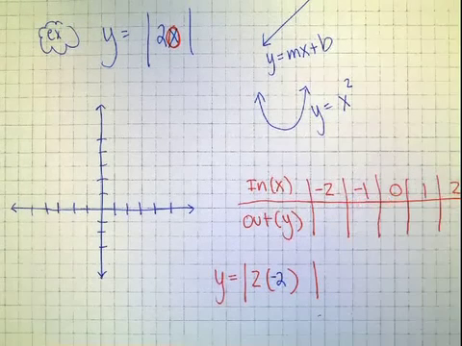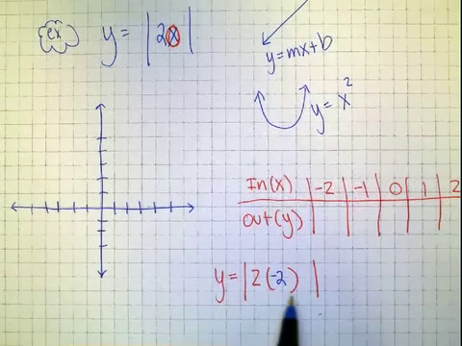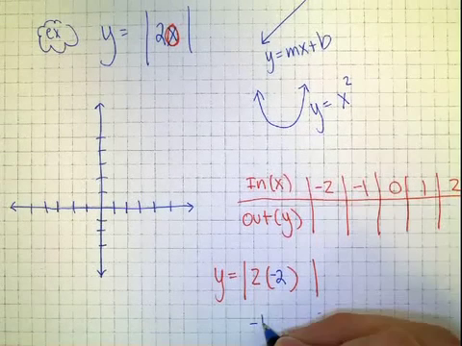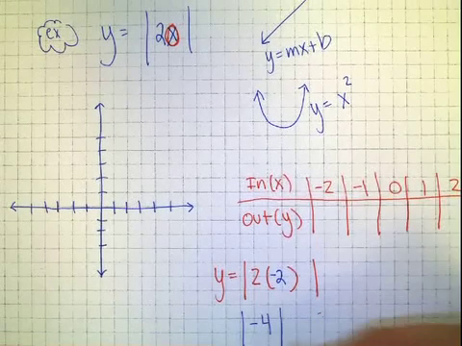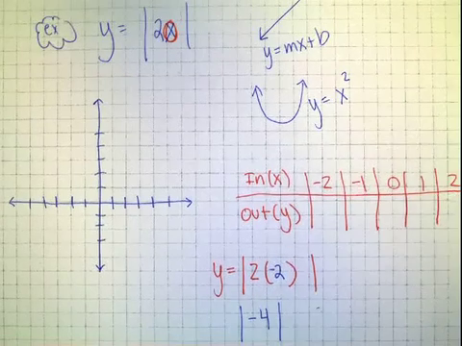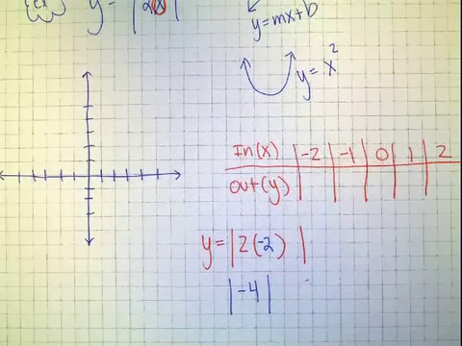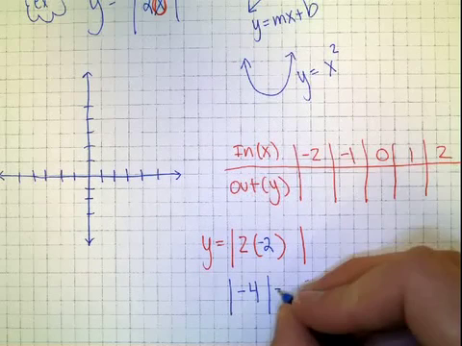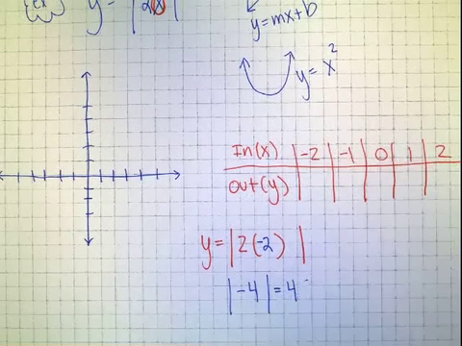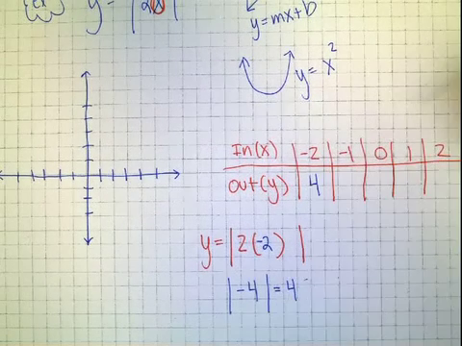If I fill the negative 2 in there, I have 2 times negative 2, which is negative 4, but it's in absolute value. And we just practiced this. What's the absolute value of negative 4? How far from 0 is negative 4? It's 4 away. So the answer in the first table spot is 4.